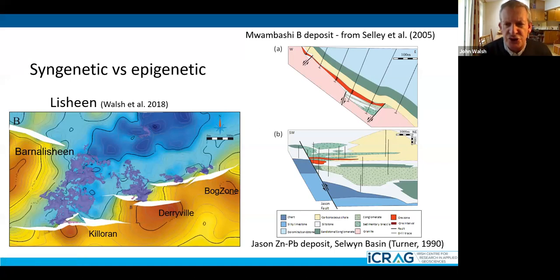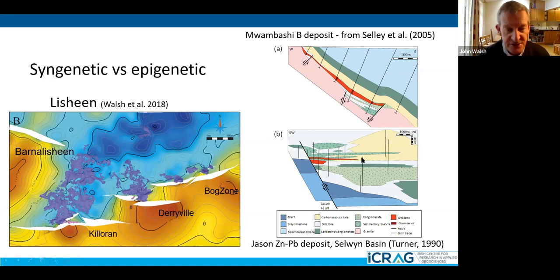What I'm going to do is finish off now with a few slides just talking about some generic aspects of fluid flow. This is just to be controversial, I suppose. Syngenetic versus epigenetic. People oftentimes used to think that the fluids were coming up when the sediments were being deposited. But I think epigenetic is probably becoming more in vogue. Certainly in Ireland it is. The deposits are considered to be epigenetic now.